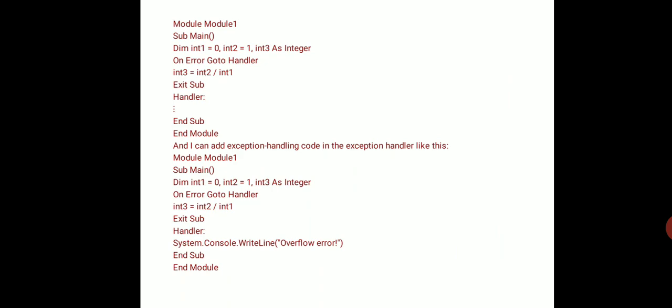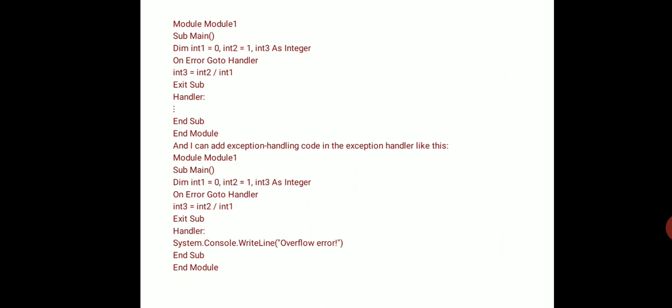So that is int 2, that is division by 0. Int 1 is equal to 0, int 2 equal to 1. So int 3 will be 1 divided by 0. Divide by 0 is an error. So the error statement is int 3 equal to int 2 divided by int 1, and on error go to handler. Here the exception or error occurred and it will go to the handler. The handler will print overflow error.